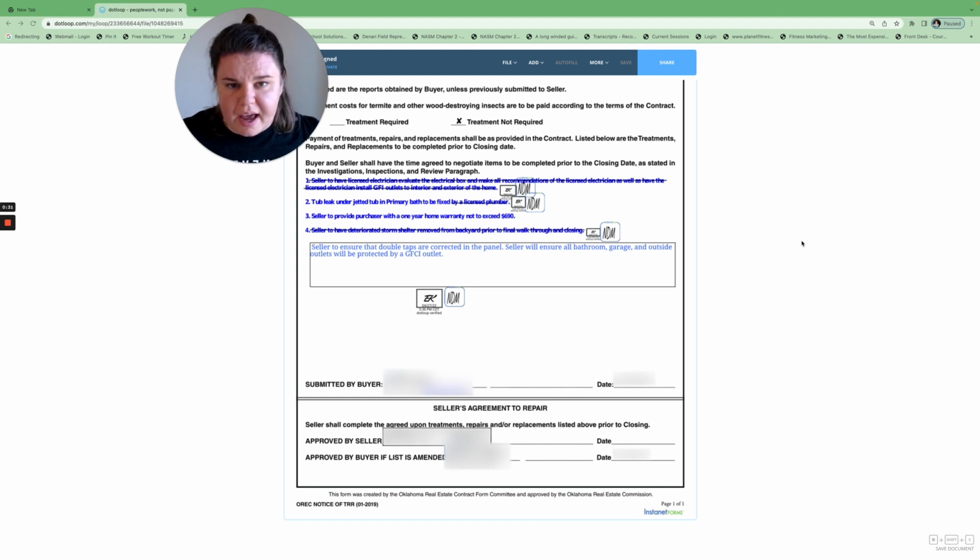So GFI outlets are meant to protect the house. It's a safety item. This was not something that my seller was going to do on the house. So we went ahead and marked it out. That's why it's marked out on this top line here. And then everyone has to sign it. Everyone has to initial. So that's what the blurred spots are there.